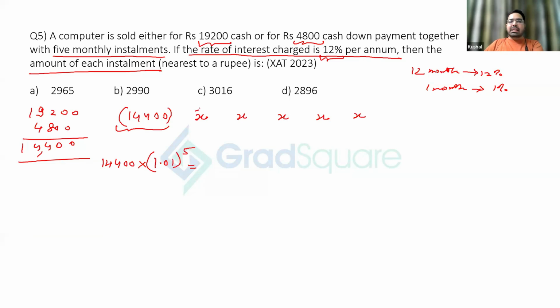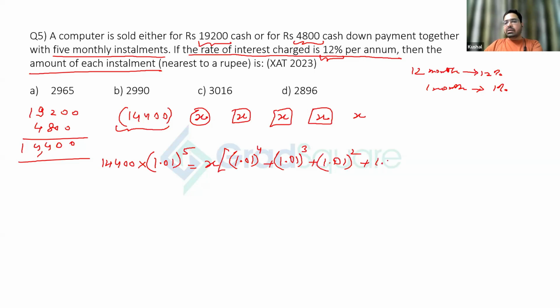And now, if you look at this value of X, it will be extrapolated for 4 months at 1%. So I'm taking that X common and making it as 1.01 to the power of 4. What about this X? 1.01 to the power of 3. What about this X? 1.01 to the power of 2. Over here, it is going to be 1.01 to the power of 1, and this X is going to yield a 1.